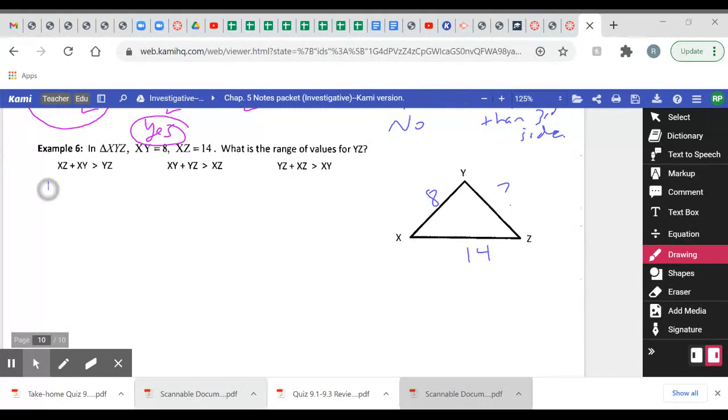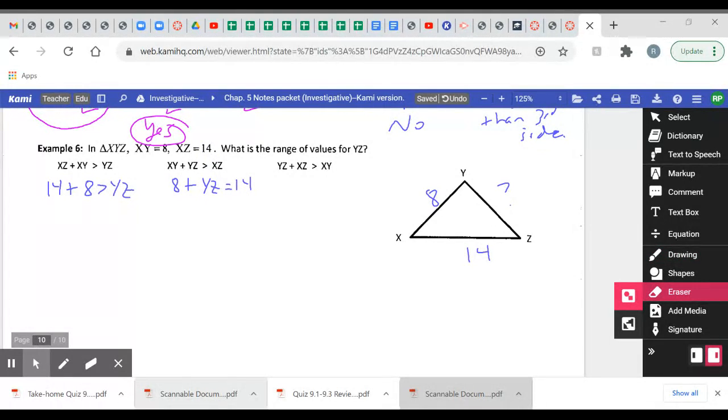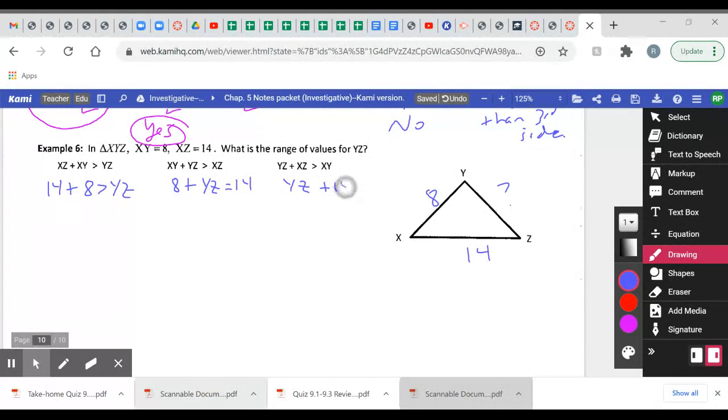I can say XZ, 14, plus XY, 8, has to be greater than YZ. I can say XY, 8, plus YZ, we don't know, I'll just leave it as YZ, is greater than XZ, which is 14. In this case, I can also plug in for YZ, which I don't know. I know that XZ is 14, and that has to be greater than XY, which is 8.